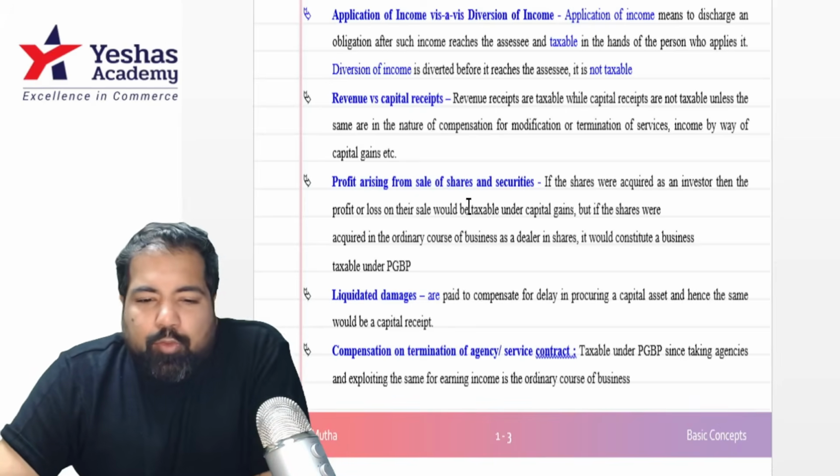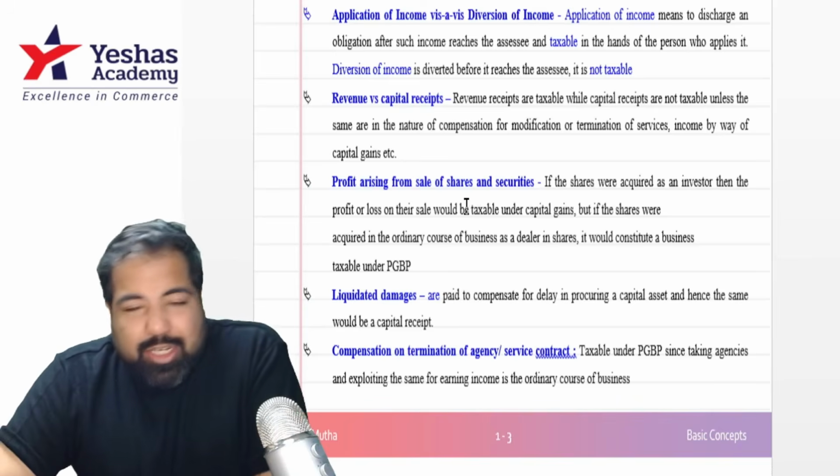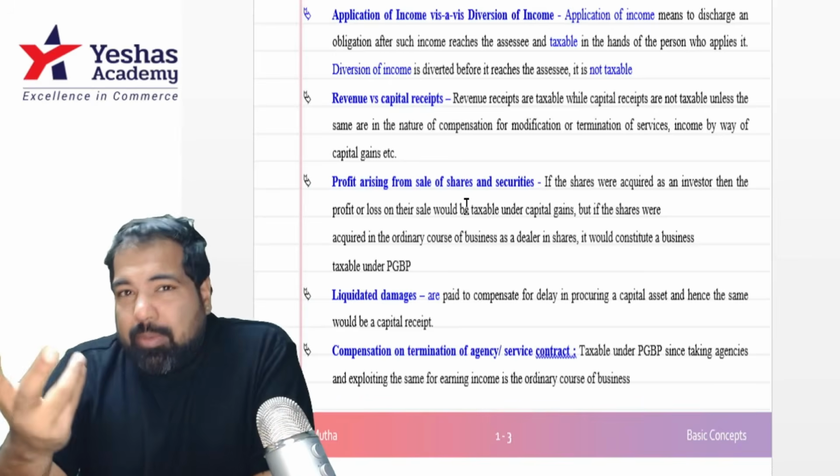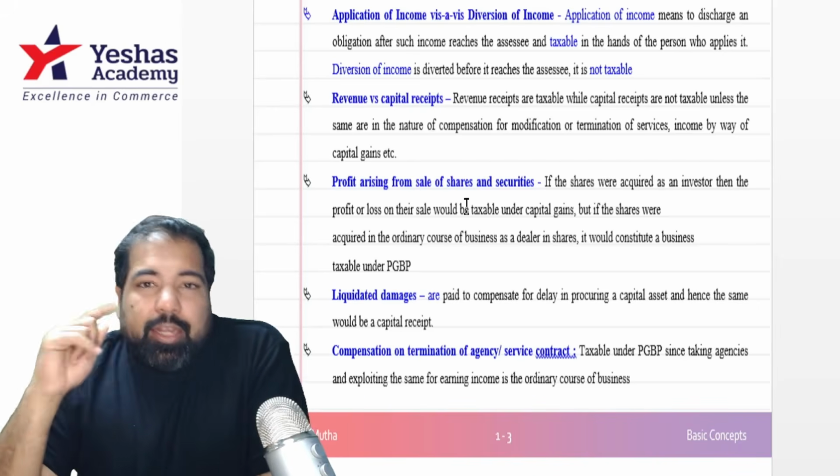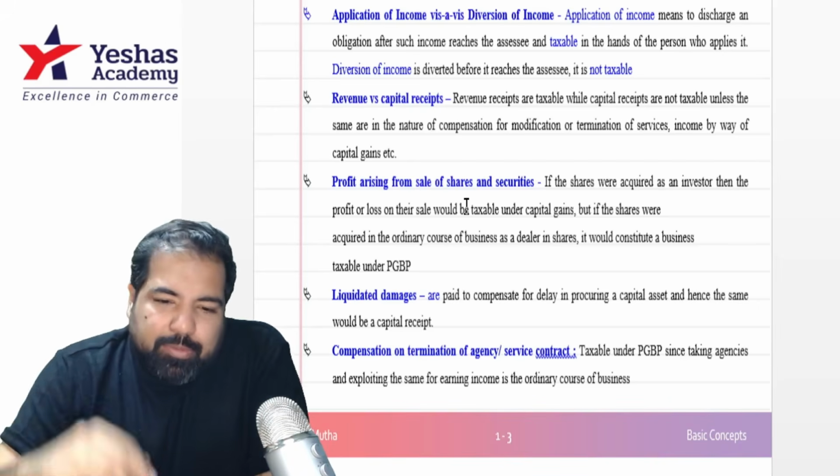Next, profit from sale of securities and shares. If you are holding shares and securities, you will be taxed. Yes, so many people in India buy shares. They are taxed under capital gain. But if it becomes your business, then you will be taxed under PGBP.